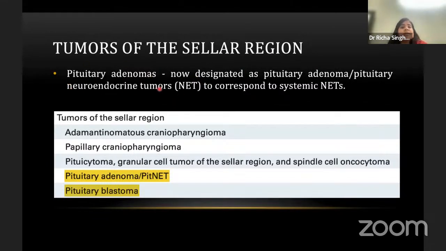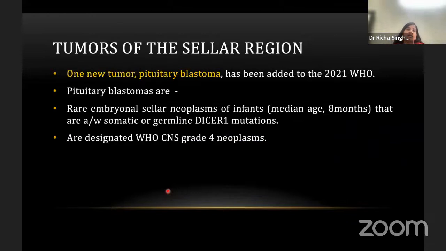The pituitary adenomas have just been given a new name, that is pituitary neuroendocrine tumor, to correspond to systemic neuroendocrine tumors. And there has been described a new entity, that is pituitary blastoma, which on imaging is similar to any other blastoma in the brain, like pineoblastoma or retinoblastoma or any other blastoma which we see in any other body part, the typical round blue cell tumor, which enhances intensely, which restricts markedly, and which has high perfusion parameters. So imaging wise, not much changes there.